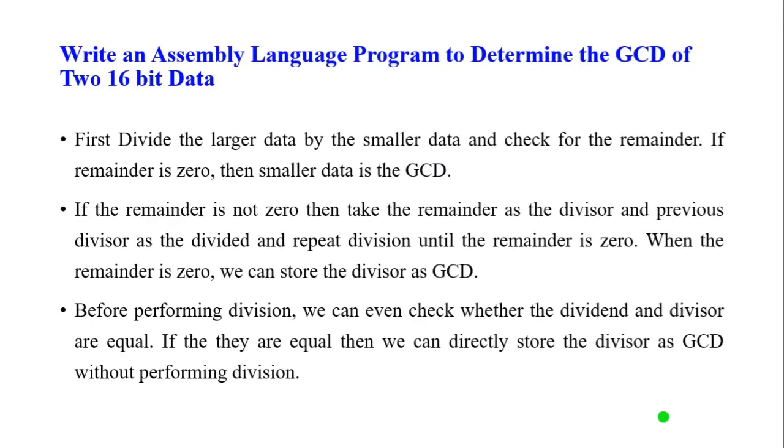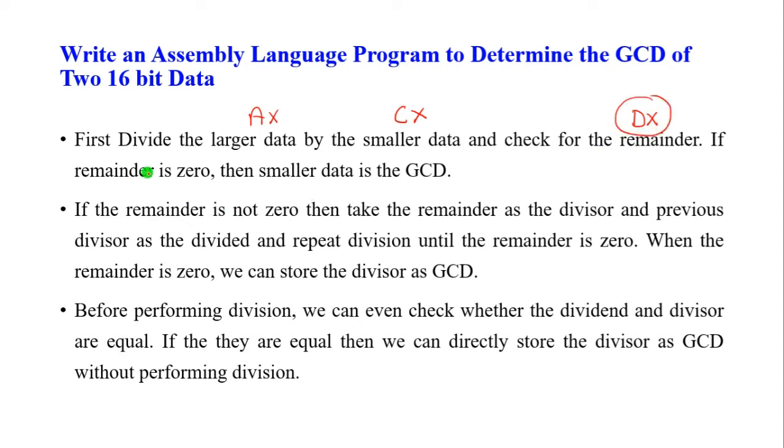What is the introduction? First, divide the larger data by the smaller data. In the 8086 microprocessor, the larger data can be stored in the AX register and the smaller data can be stored in the CX register. Here we are going to perform the division operation between AX and CX. The remainder is stored in the DX register. Then we are going to check the remainder.